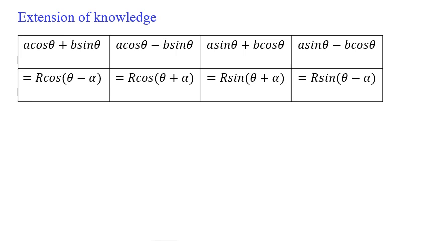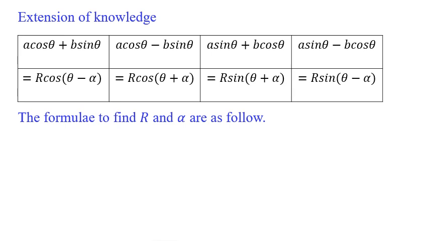And if it's given A cos theta minus B sin theta, we can let it equal R cos bracket theta plus alpha. Likewise, if you have A sin theta plus B cos theta, then we'll be using R sin bracket theta plus alpha. The last one is if you're given A sin theta minus B cos theta, then the R formula that we'll be using will be R sin bracket theta minus alpha. Okay, so remember that the formula to find R will be the square root of A squared plus B squared, and to find alpha will be tangent inverse B over A.